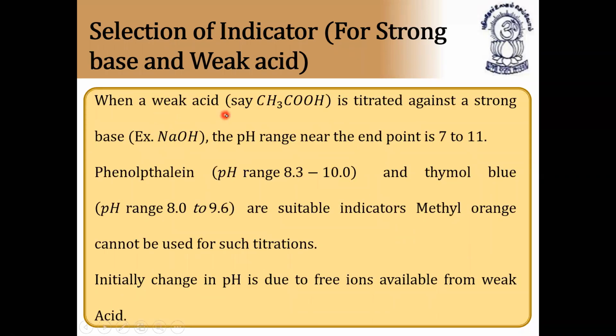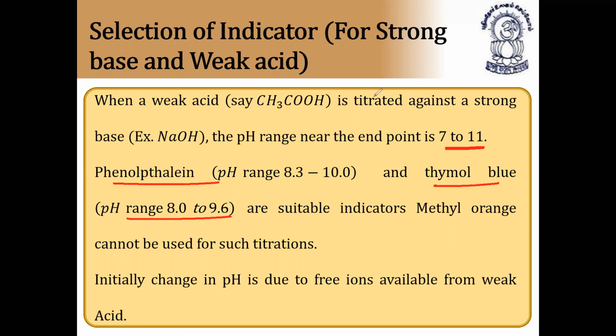Next, when a weak acid, say acetic acid, is titrated against a strong base, third case, the pH near the endpoint is 7 to 11. This point is important. So the endpoint is 7 to 11. For 7 to 11 means definitely we'll use phenolphthalein as an indicator and thymol blue. So based on the pH range near the endpoint only, we will select the indicators.